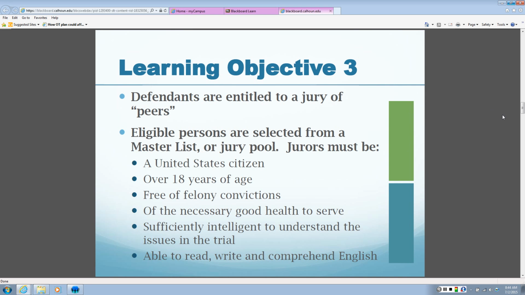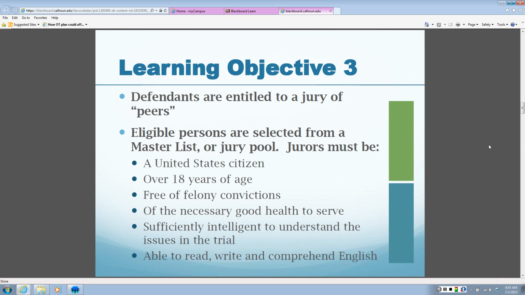So what are some of the requirements typically imposed on jurors? I already talked about what a jury of your peers was, but you also have to meet some other basic requirements. Typically, you have to be a citizen of the United States. We don't want somebody who is an illegal alien serving on a jury to convict a citizen. You have to be at least 18. You can't have any felony convictions yourself.